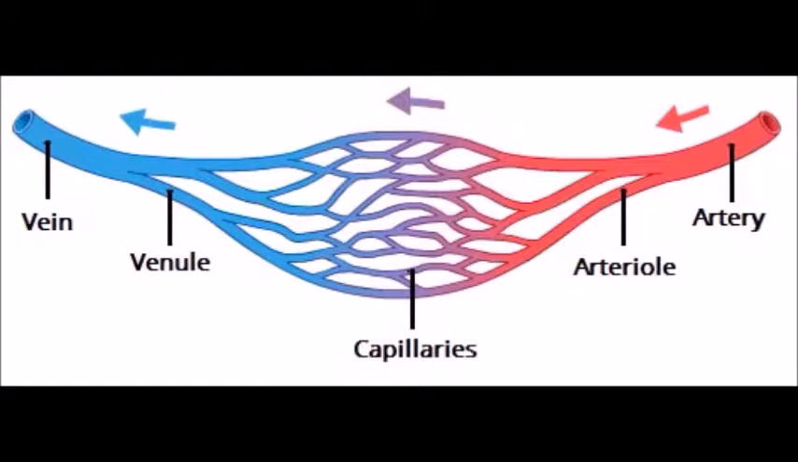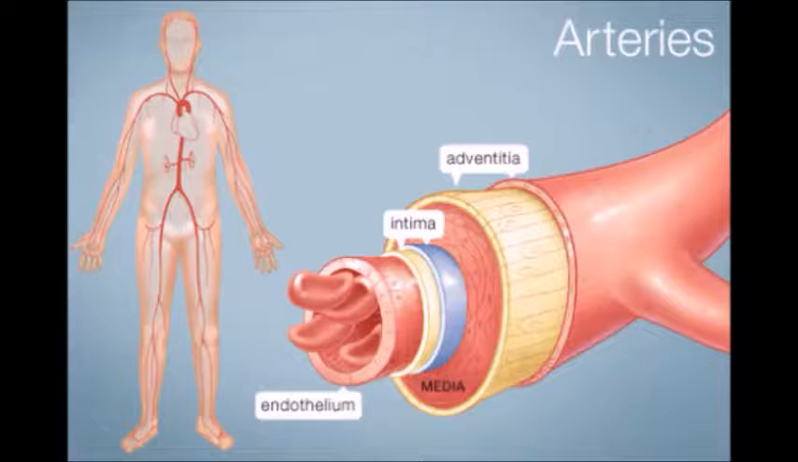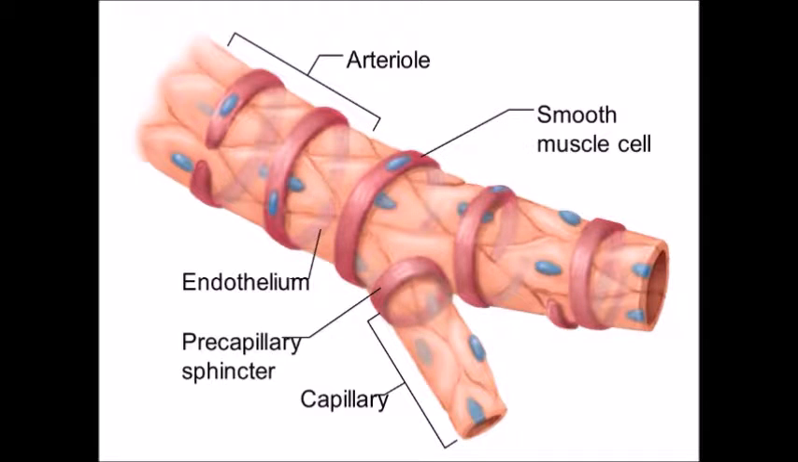Arteries and arterioles carry blood away from the heart to capillaries. Composed of three layers, the inner layer, the endothelium, is a simple squamous epithelium with an underlying connective tissue basement membrane. The middle layer is a thick layer of smooth muscle that regulates blood pressure. The outer layer is connective tissue.